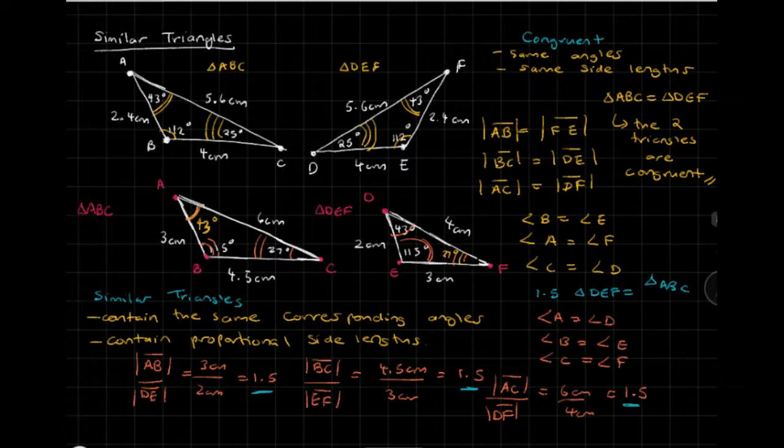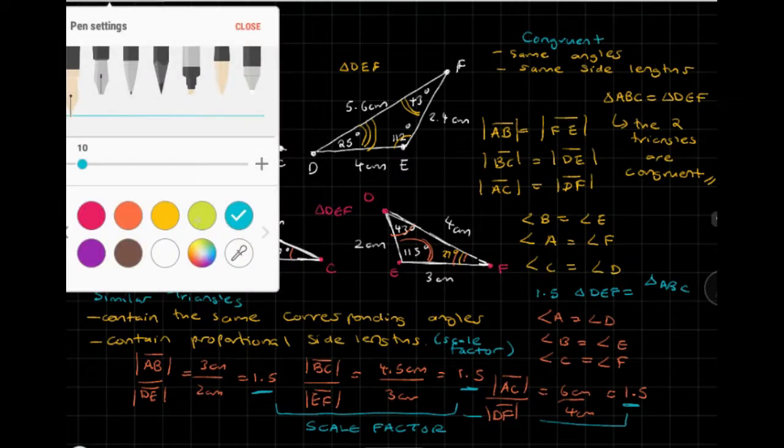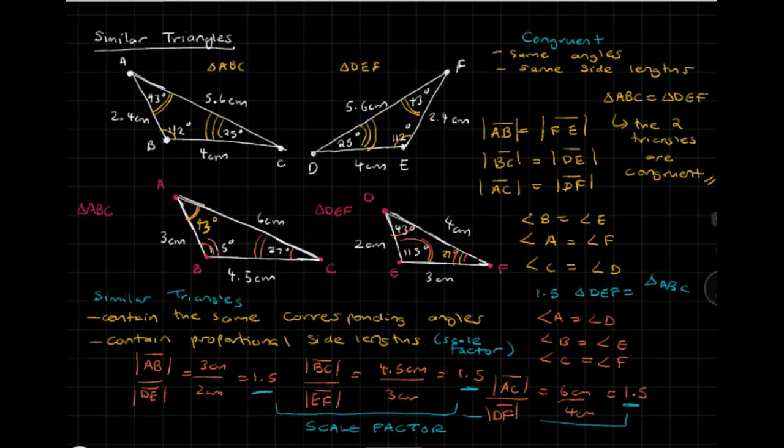So this 1.5, if it's consistent, represents something called a scale factor. A scale factor exists when you can multiply a certain factor to all the sides and you'll get another similar triangle. All similar triangles contain a scale factor, and that's what the proportional side lengths are. You can multiply by the scale factor to get the similar triangle. Put another way, a scale factor exists when you have a ratio between the corresponding sides.